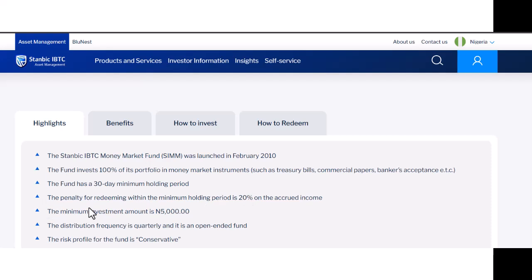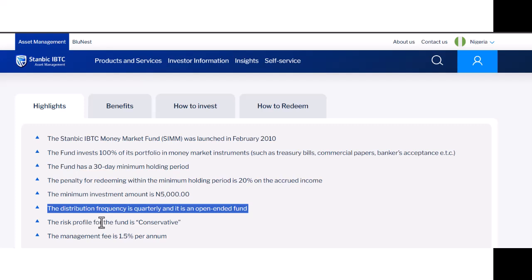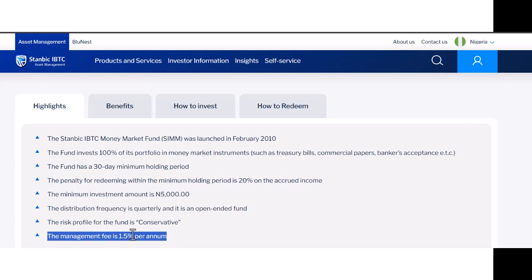We also have the minimum investment amount, which is 5,000 naira. Then the distribution frequency is quarterly and it is an open-ended fund. Sorry, the risk profile for the fund is conservative. Then the management fee is 1.5% per annum. I think if you watch our video where we talk about the top best money market funds, we also discuss more about this.